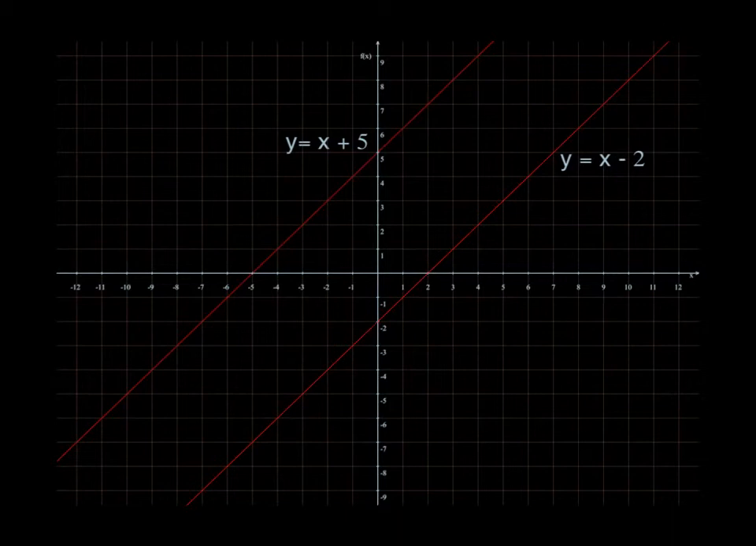Notice the y-intercepts are visible on my graph. And these lines, because they are parallel, are never going to intersect. Since they never are going to intersect, I know that this system has no solution.